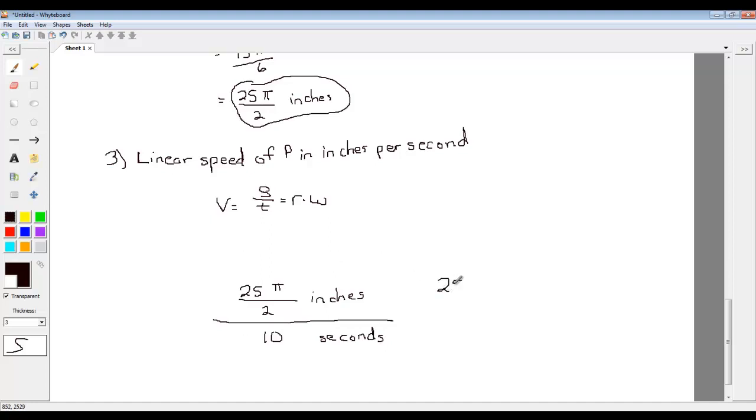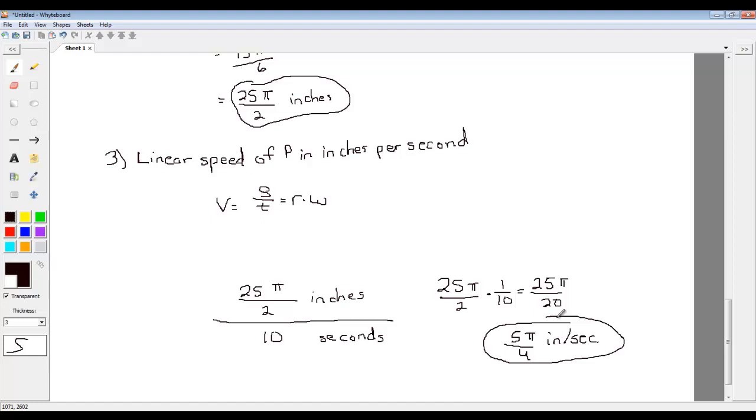We can go ahead and simplify this to figure out how many inches per second it's going to be. So we have 25 pi over 2 times 1/10, so 25 pi over 20. 5 will go in evenly, so we get 5 pi over 4, and that's in inches per second. And there's the exact answer.